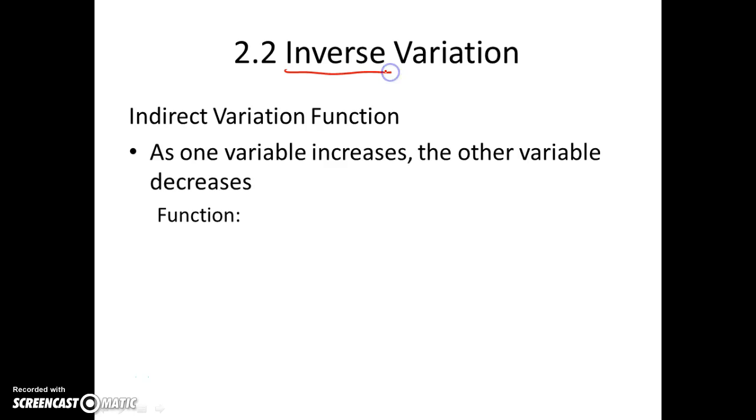Inverse variation, on the other hand, is as one variable increases, the other variable decreases. So they work opposite of each other. Because of this, the function we are going to use is y equals k divided by x to the n. So we're still using all the same components, but instead of multiplication, with inverse variation, because they work opposite each other, we're going to use division. K still cannot equal 0, and n still must be positive or greater than 0, just like yesterday.